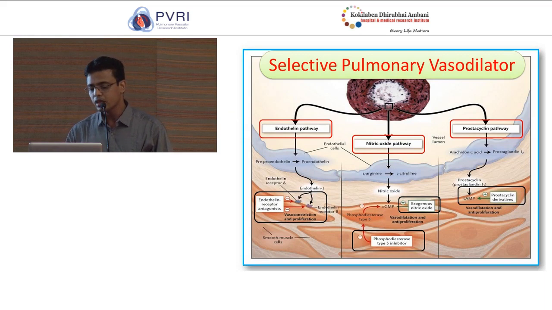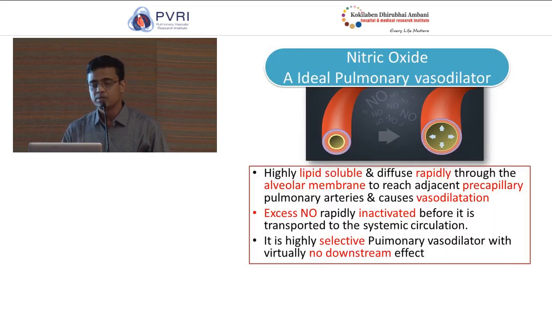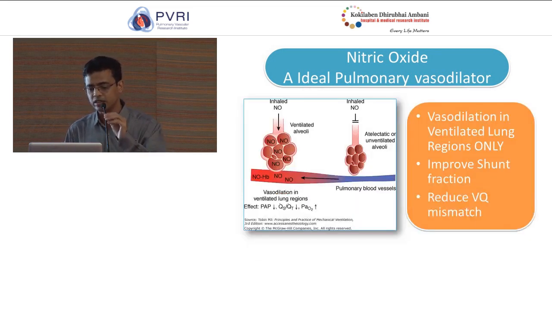So coming to inhaled nitric oxide specifically, it is highly lipid soluble and diffuses rapidly through the alveolar membrane and reaches adjacent precapillary pulmonary arteries and causes pulmonary vasodilatation. Excess nitric oxide is rapidly inactivated before it is transferred to the systemic circulation, and it is a highly selective pulmonary vasodilator with no downstream effects. That is why it is ideal to use, because it has a rapid effect, and it goes to the area where the lung is being ventilated. So there will be no increase in shunt fraction and an improvement in VQ mismatch.